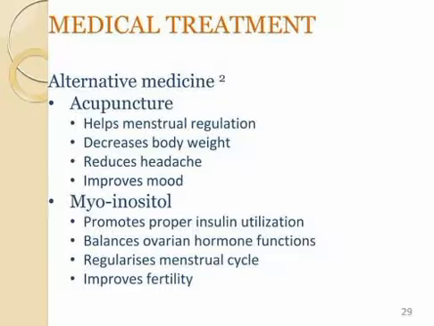Next will be myoinositol. It promotes proper insulin utilization in the body, which balances the ovarian hormone functions, regularizes the menstrual cycle, and improves fertility. Other than combined oral contraceptive pills, we can also take myoinositol along with acupuncture techniques. While taking myoinositol, it may regularize the menstrual cycle, thus increasing fertility, balancing ovarian hormone functions, and promoting proper insulin utilization.